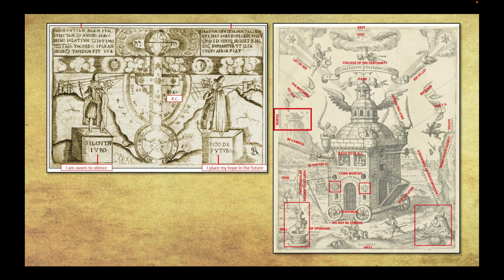And this is from two Rosicrucian books published back in the day when they were popular. Here we see two figures that look like Bacon standing on two boxes. One box says, "I'm sworn to silence." Another one, "I place my hope in the future." So with this, they hint that they have done a very secret project that is directed towards the future and not the time they lived in.